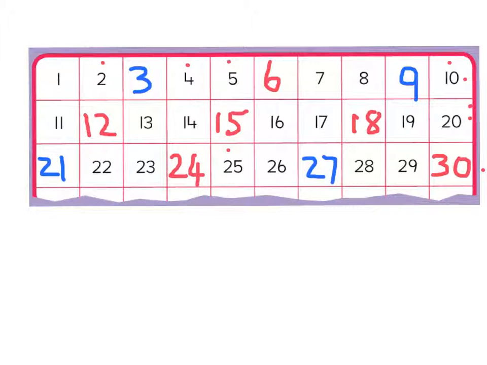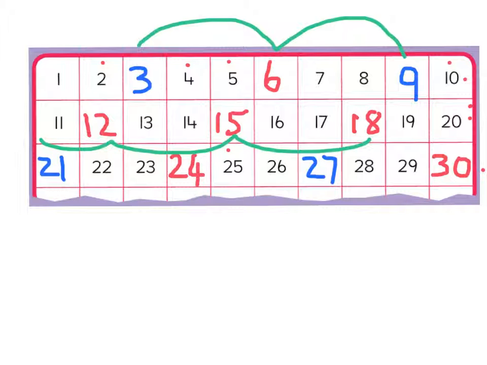Do you know what those numbers that are missing all have in common? They're skip counting in 3. That's right, 3, 6, 9, 12, 15, 18, 21, 24, 27 and 30, our 3 times tables.